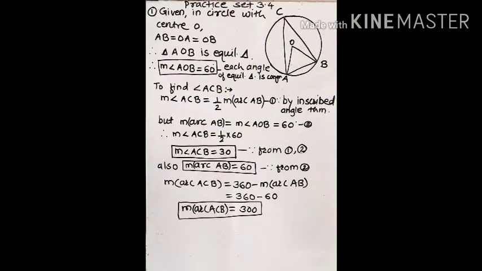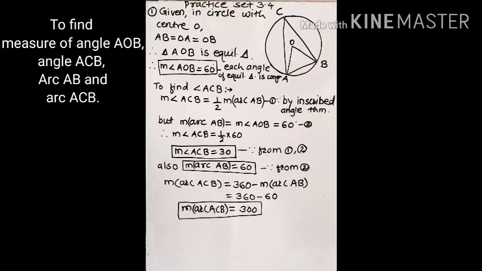Okay then, the first question is: in a circle with center O, the length of chord AB is equal to the radius of the circle. Find the measure of each of the following. First one is angle AOB, second one is angle ACB, third is arc AB, and fourth is arc ACB. You can observe the given figure here, and from the figure and the given information we are going to find the measures of two angles and the measures of two arcs.